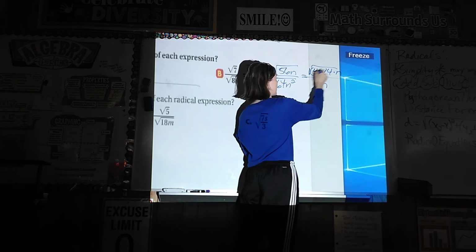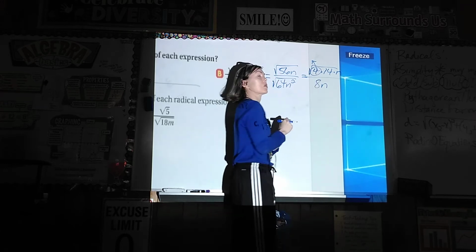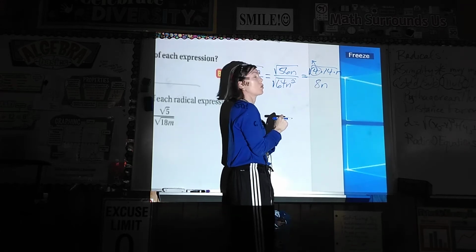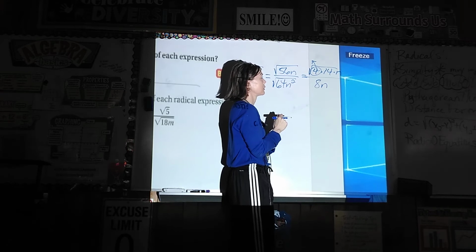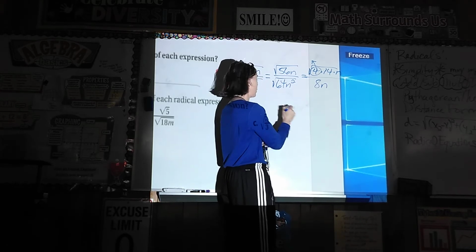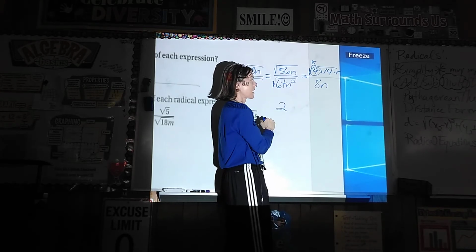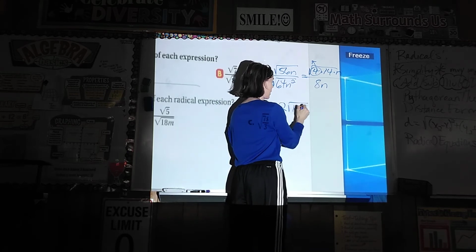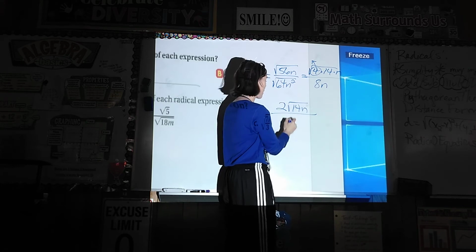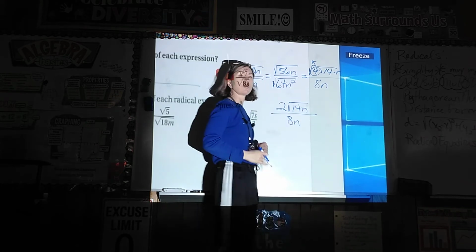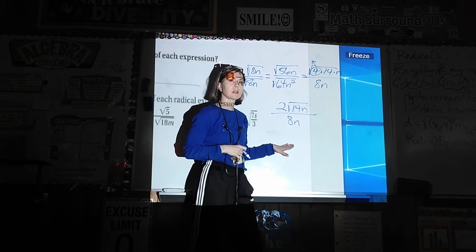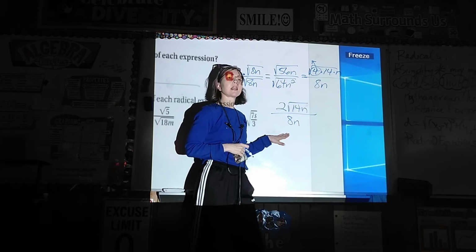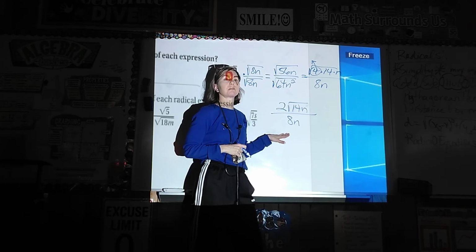Next step, take the square root of our perfect square in there. So what's the square root of 4? 2. I'm going to write it down here. Okay, what is still left over under this roof? 14n. And what's in our denominator? 8n. Now, look here. Can anything be simplified here?